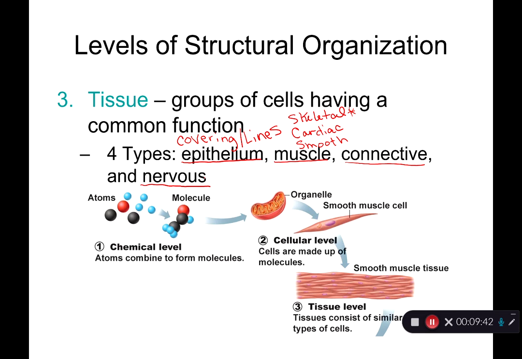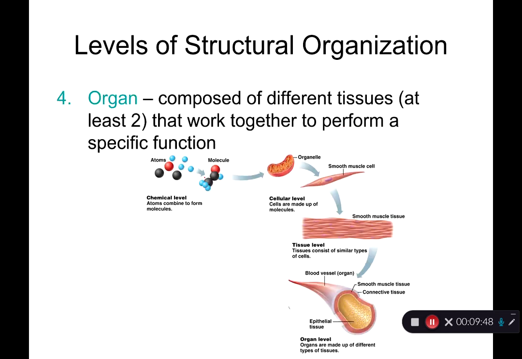Now, if we take tissues, different kinds of tissues, and hook them up together, we get an organ. Now, in order for something to be an organ, you have to have at least 2 different kinds of tissues in there, right? Because one tissue would just be a tissue. So you got to have at least two different tissues for something to be classified as an organ. However, most of our organs have all four kinds of tissues.